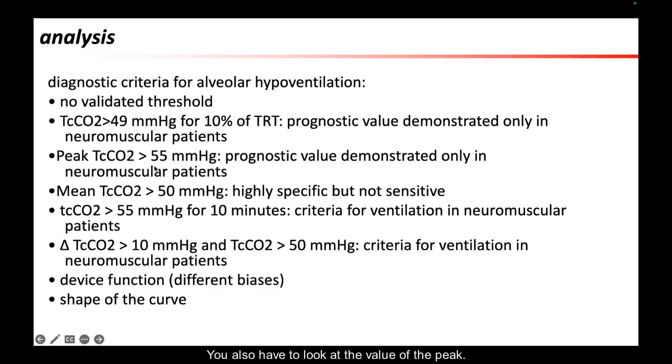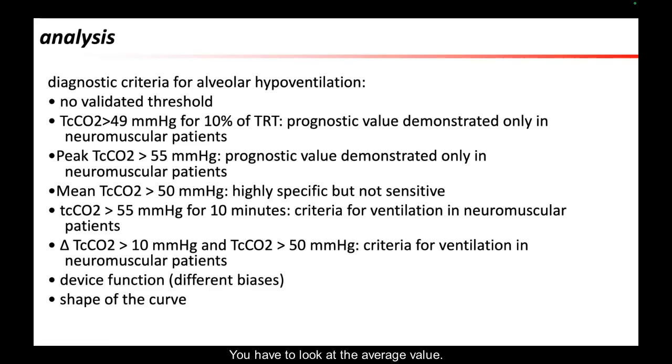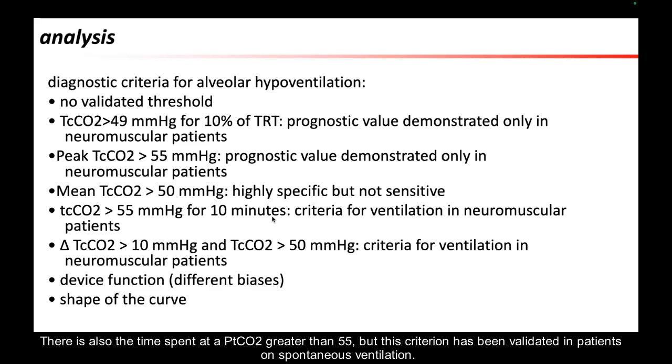You also have to look at the value of the peak. If it is greater than 55 millimeters of mercury, be careful, there is a prognostic value in patients who are on non-invasive ventilation. You have to look at the average value. If it is above 50 millimeters of mercury, you are sure that there is alveolar hyperventilation. There is also the time spent at a PtCO2 greater than 55.